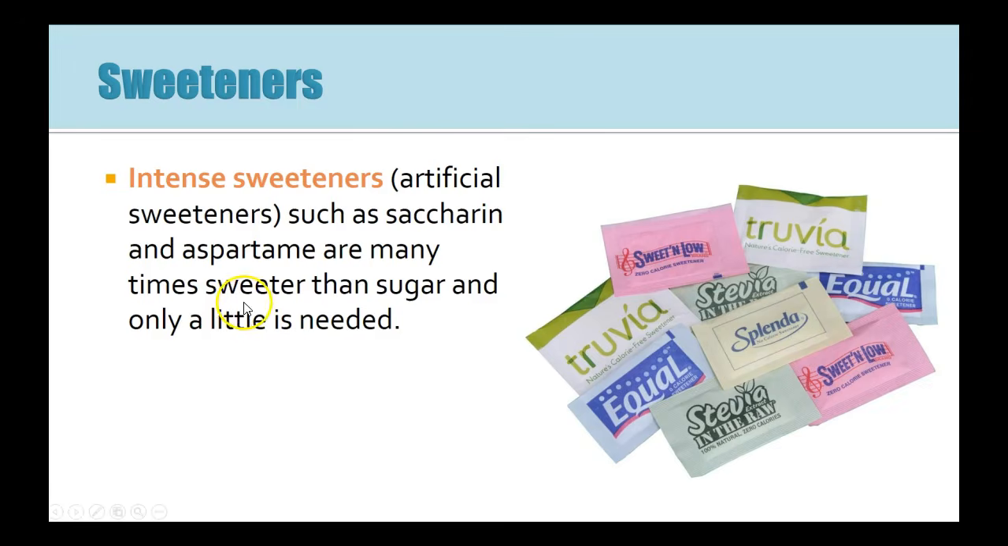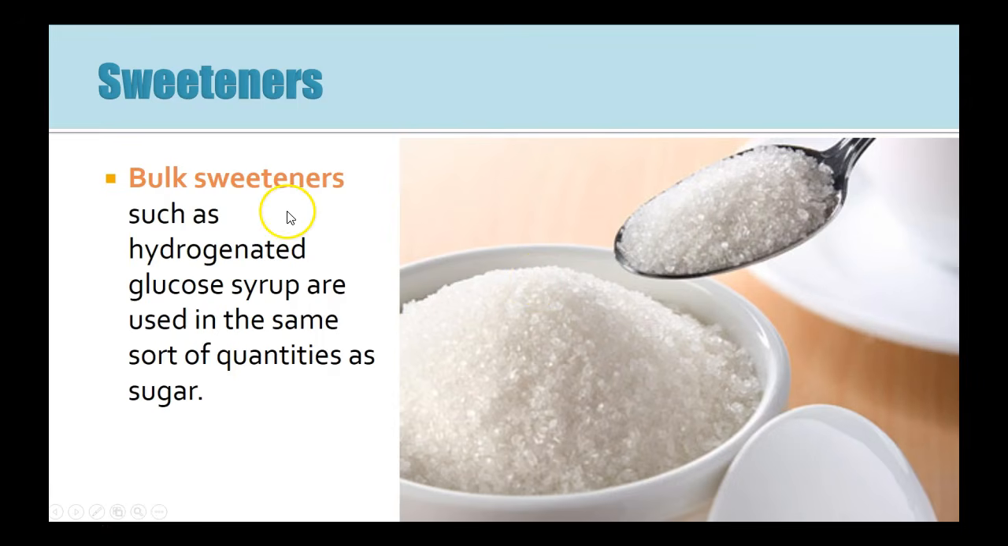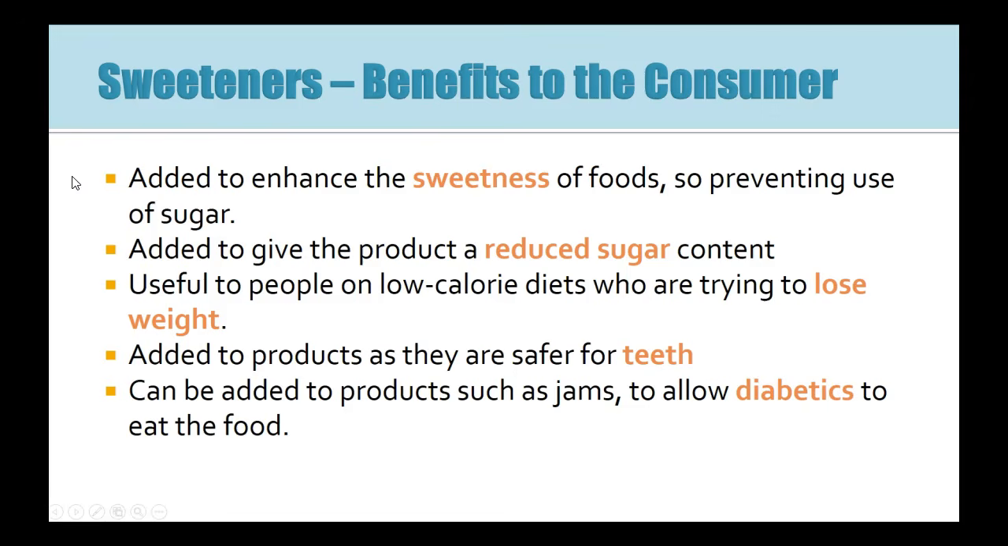So intense sweeteners usually are very, very sweet, and therefore you only need a tiny little bit of them to make something sweeter. So aspartame and saccharin are examples. Aspartame is the one that you use in Coke Zero or Pepsi Max, and saccharin can be found in some of these ones here. So bulk sweeteners are like glucose syrup or table sugar, and you need a large quantity. And some of these, particularly these bulk sweeteners, can cause health problems like diabetes or obesity, for example.